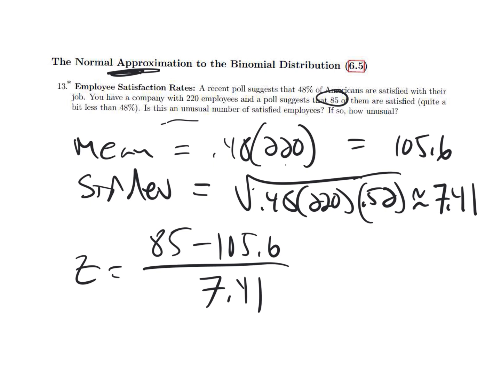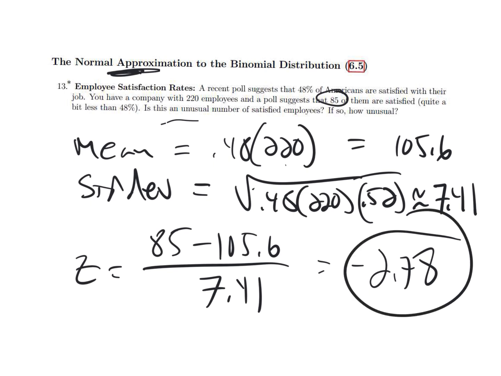So 85 minus 105.6 divided by 7.41. I'm getting a z-score of -2.78. Well, that's way more than 2 standard deviations away from the mean. So it would be very unusual to get a sample of 220 employees and find that only 85 of them are happy with their job.